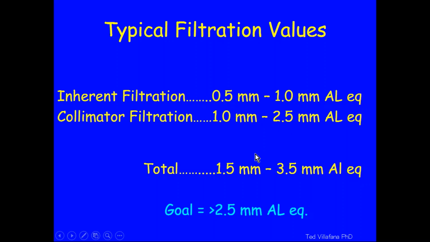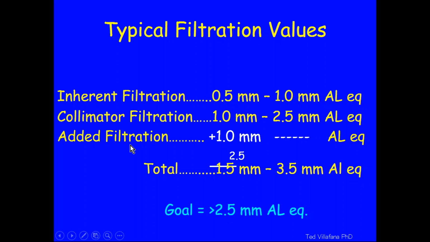So if we add these, notice that if you add a tube with a 0.5 and a 1 combination, you end up with 1.5. You will not meet the required minimum of 2.5. Okay? So what do you do? You add 1 millimeter in addition to that. Now you have a sum of 2.5. It is the role of the physicist to periodically go by and check your machines to make sure that they have the correct amount of filtration.